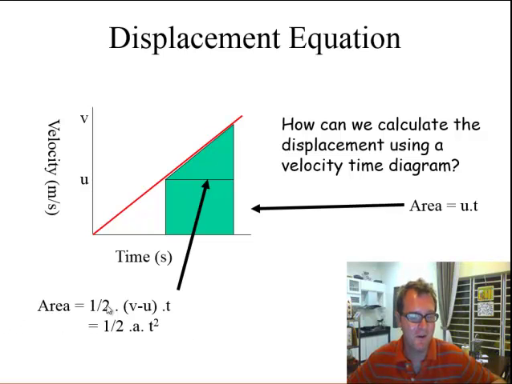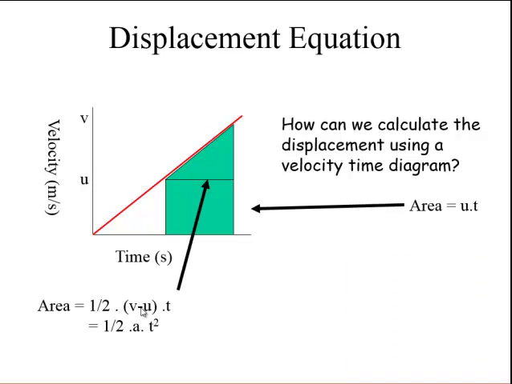Now I happen to know that final velocity minus initial velocity, times time, is actually equal to acceleration times time squared. So I can input that, and this all can be shown as the total displacement is initial velocity times time plus half of the acceleration multiplied by time squared.